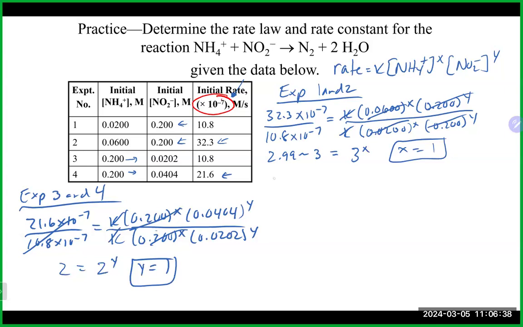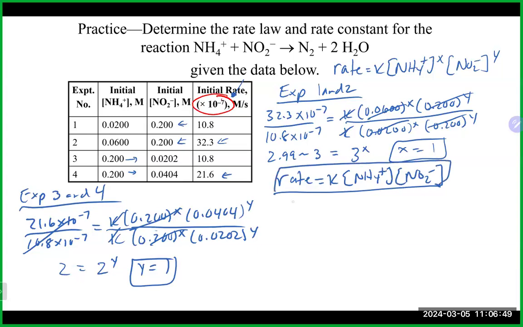That means that my completed rate law will look something like this. The rate is equal to K NH4 plus to the first order, NO2 minus to the first order. That also means that my overall order here is going to be 1 plus 1, which would be a second order reaction. Any questions on that so far?